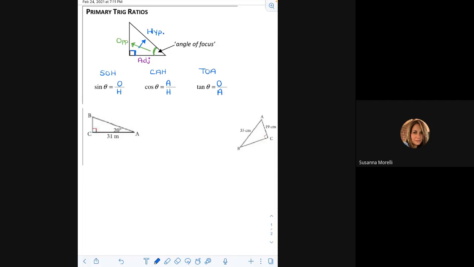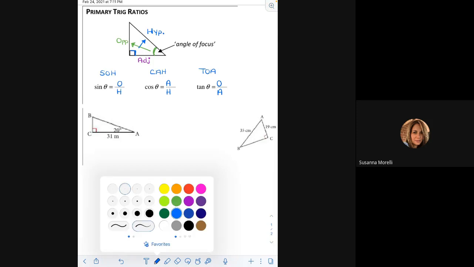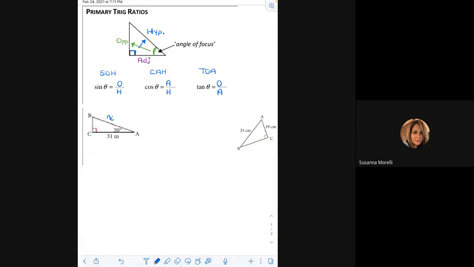Now let's see how we actually use these trig ratios. In this first triangle, let's see what side we want to find. Let's actually find our hypotenuse. Let's put our X over here. They didn't tell us which one, so we're going to determine it. So I want to find that side.